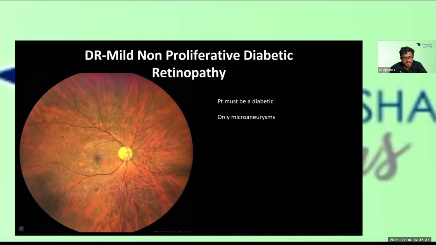So this fundus image is of a right eye showing a few microaneurysms. I hope you're able to see these small red dots in the fundus. These are representative of microaneurysms. And one more thing, please do not make a diagnosis of diabetic retinopathy unless the patient is a diabetic. So if there are only microaneurysms, we call it mild NPDR.